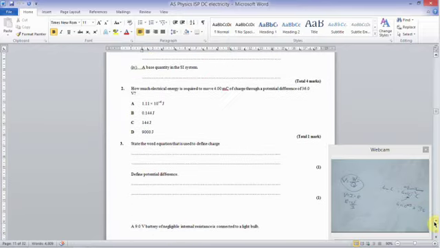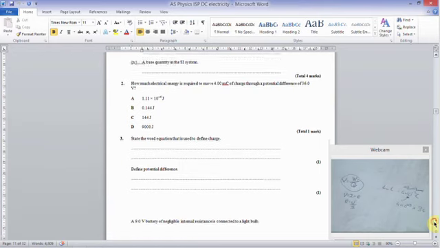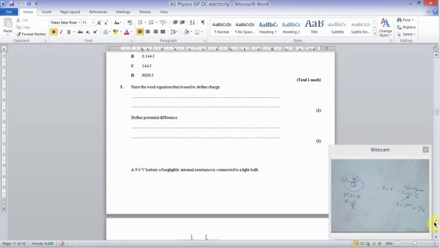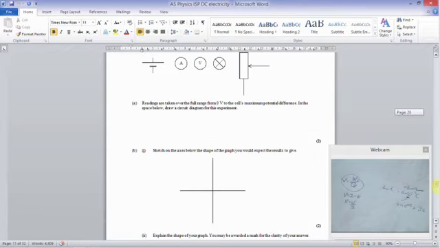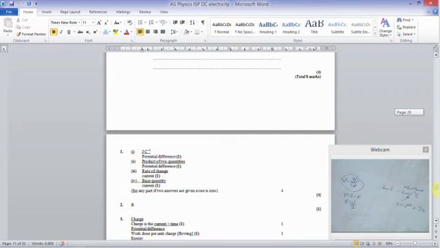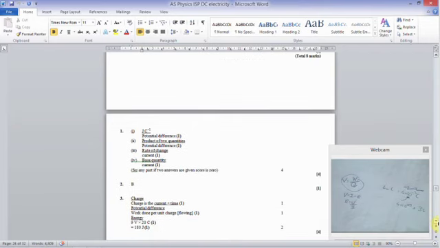Define potential difference. We've already done that once already, that's the energy per unit charge or joules per coulomb, either of those is fine. So we've done the first 3 questions, let's just double check those, check that we've got them right. First one, potential difference, current, just like we said. Then B, charge is current times time, and work done per unit charge. It's as straightforward as that.